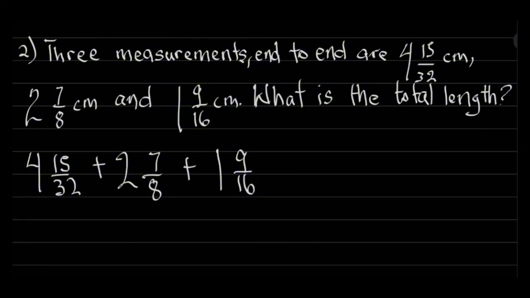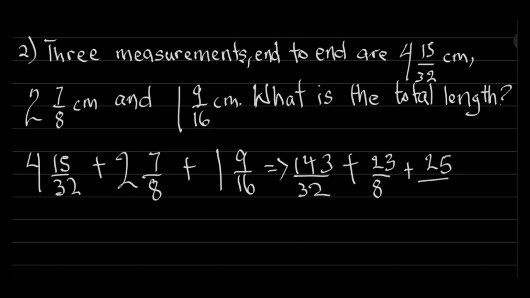Now the first step is to change all of them to improper fractions, and that would give us, so 4 times 32 will give us 128. 128 plus 15 will give us 143. So we have 143 over 32 plus 2 times 8 is 16. 16 plus 7 is 23. So that will be 23 all over 8 plus 16 times 1 is 16. 16 plus 9 would give us 25. So this is what we have.